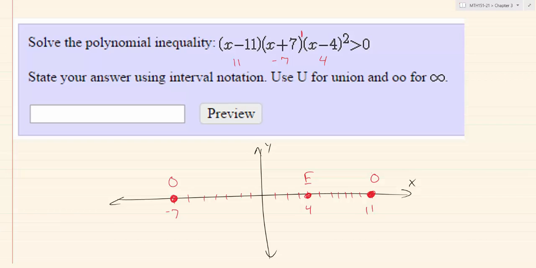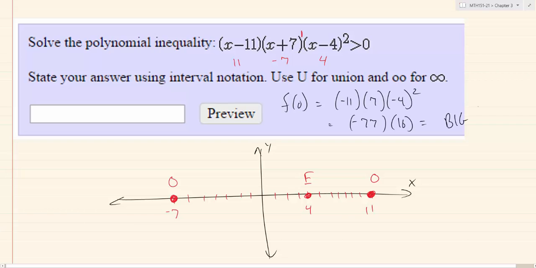Now we've got to figure out where the y-intercept is. So we're going to say f of 0, and we're going to get -11 times 7 times -4 squared. I'm just going to write big negative number. Okay, so here it is. We're plotting a big negative number. The number is not really important. It's the sign that's important.